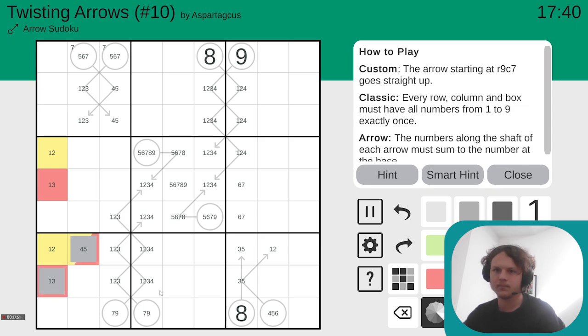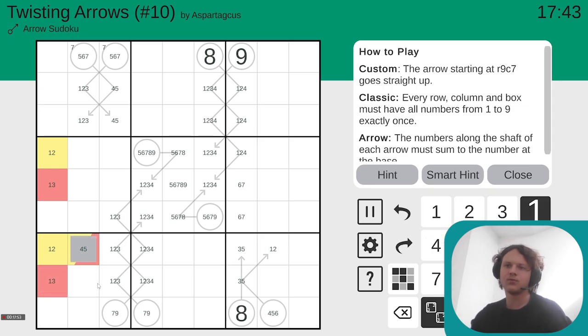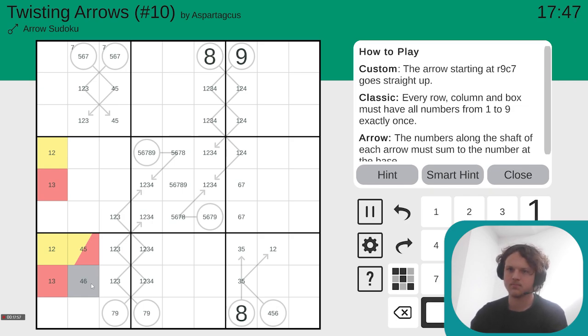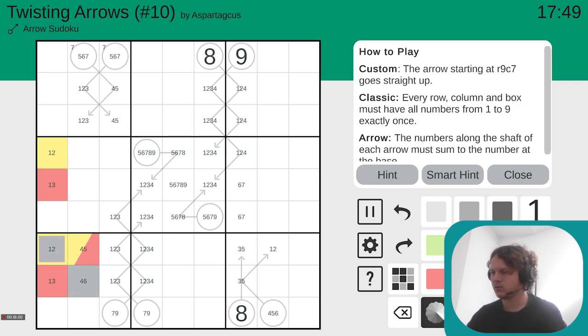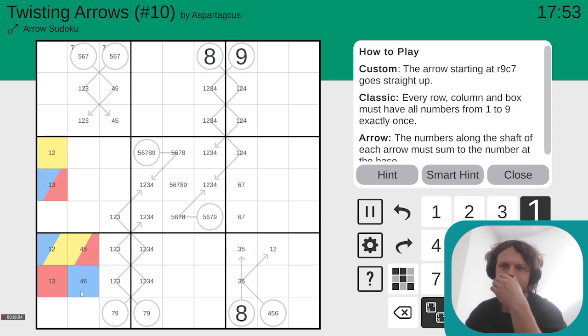We can have it like that, because 4 plus 4 plus 5 is 13. Or, we can have 4, 6, as that will also equal 13. So yellows can sum to 12, and then blues and reds sum to 13. So that can have a 6 in there. But both of these in common have a 4. Both of these in common have a 1.